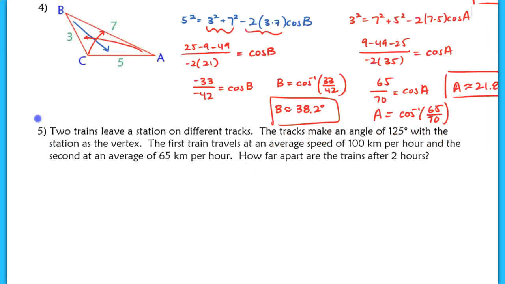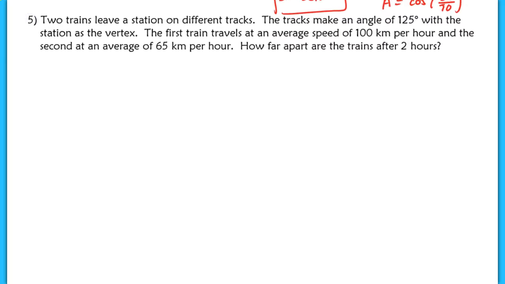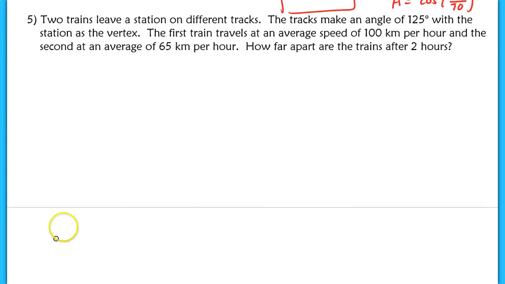Okay, last up we have number 5 here, which is just an application problem for the law of cosines, and it starts off kind of seemingly tough, but it's not too bad. So it says 2 trains leave a station on different tracks. The tracks make an angle of 125 degrees with the station as the vertex. So here I've got a train station. It's so cute. Look at that. And the tracks make an angle of 125 degrees with this station. So not great at drawing obtuse angles here, but that could represent the 2 trains on their tracks. And this angle has to be 125 degrees.